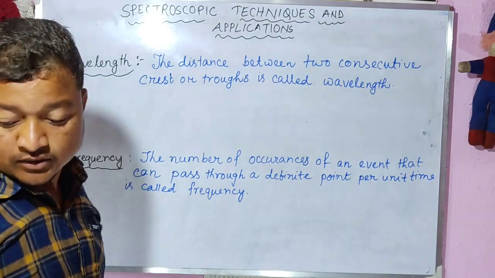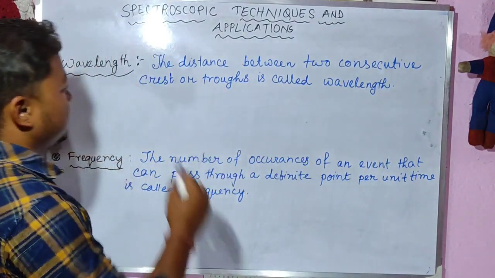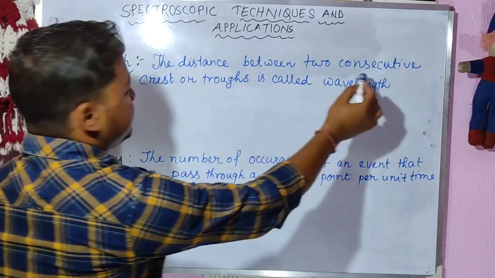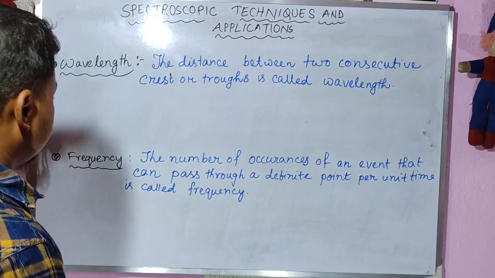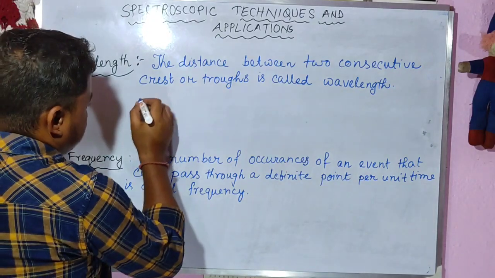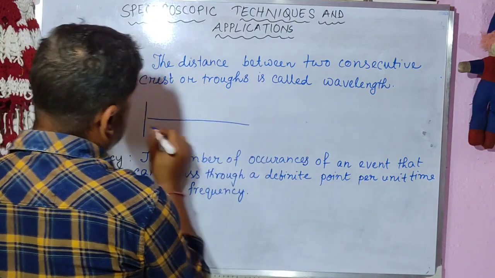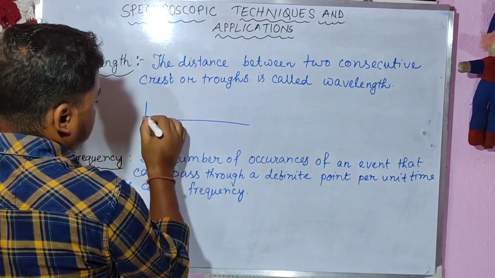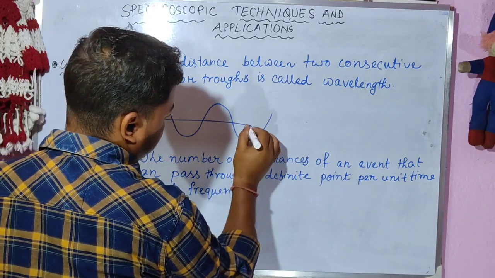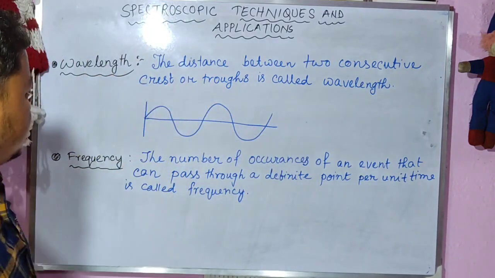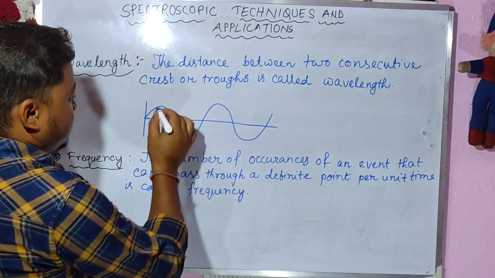Wavelength. So, what is wavelength? Here the definition: the distance between two consecutive crests or troughs is called wavelength. So, if we explain it, if there is a wave, there is a wave like this. So, the distance between two consecutive crests or troughs.